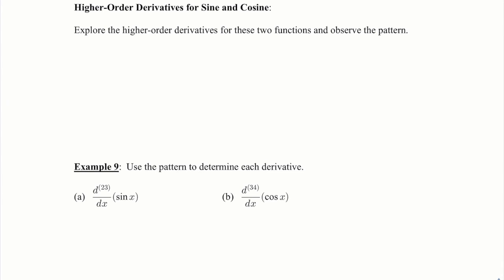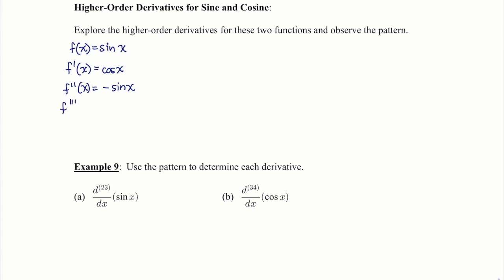The next thing we're going to do is take a look at a pattern that we see when we look at higher order derivatives for sine and cosine. So let's start with y equals, or f of x equals sine of x. And let's just start looking at the derivatives for sine. So f prime would be cosine of x. F double prime will be the opposite of sine of x.